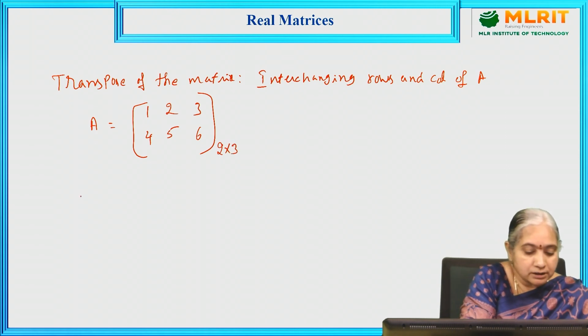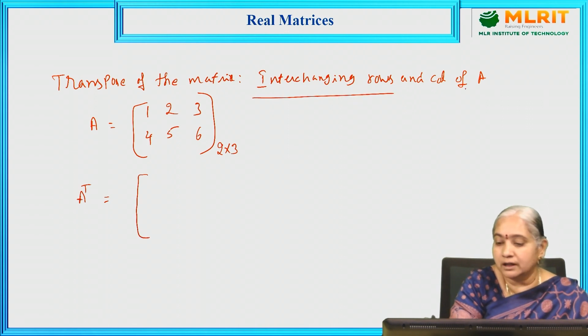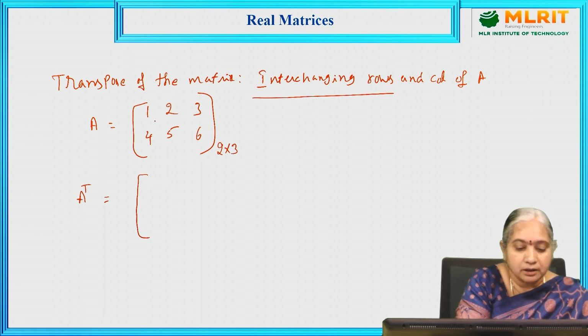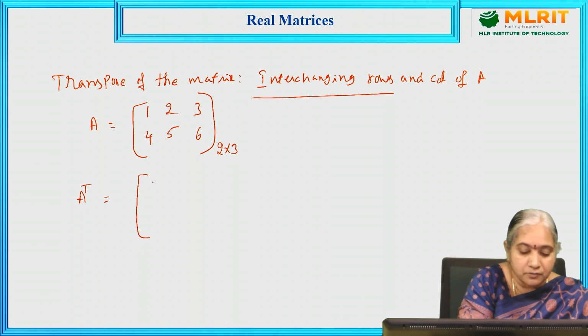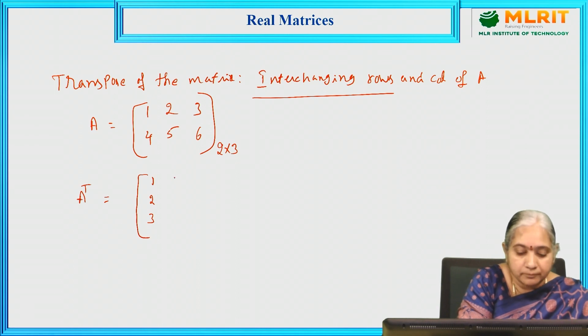Now we find the transpose of the given matrix. It is denoted by A transpose, interchanging rows and columns of the matrix A. Here the first row elements are 1, 2, 3. We write these first row elements in the first column in the transpose, that is 1, 2, 3. So the first row is transposed as the first column. Similarly, the second row is transposed as the second column, that is 4, 5, 6.